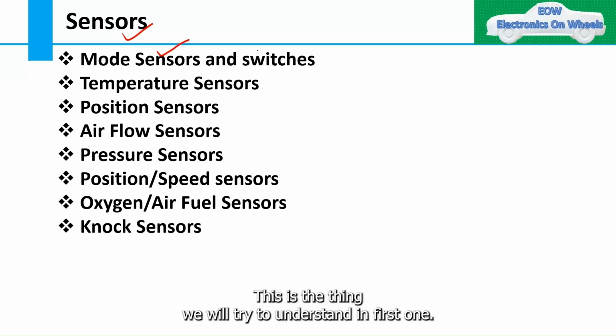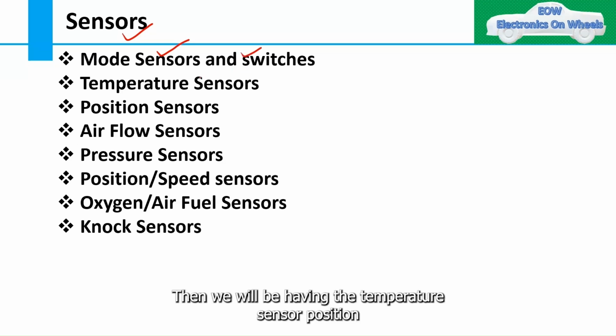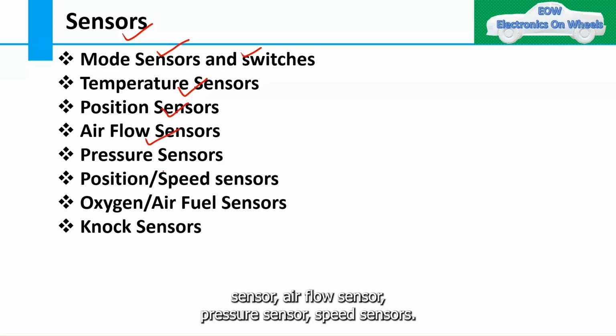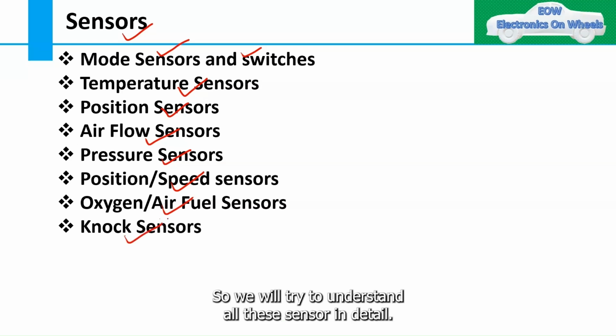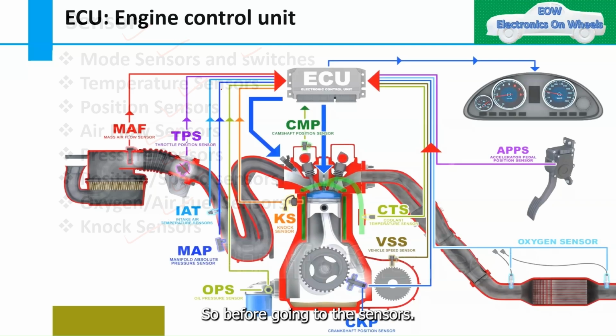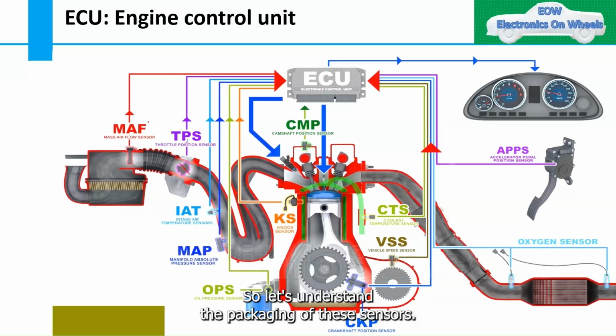This is the thing we will try to understand in the first one. Then we will be having the temperature sensor, position sensor, airflow sensor, pressure sensor, speed sensors, air fuel sensors, NOx sensors. So we will try to understand all these sensors in detail. Before going to the sensors, let's understand the packaging of these sensors.